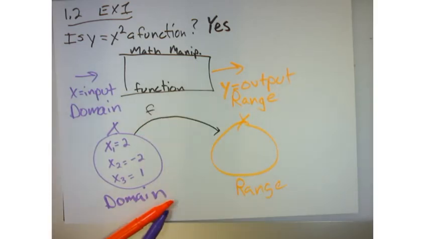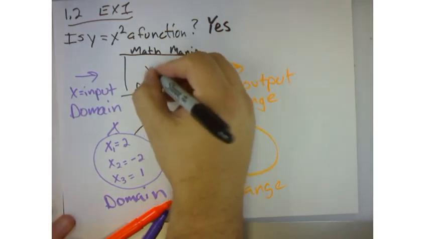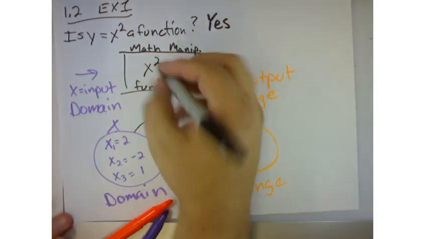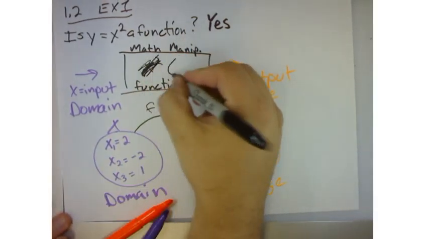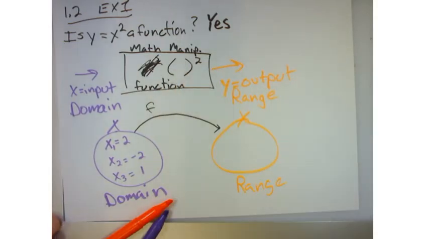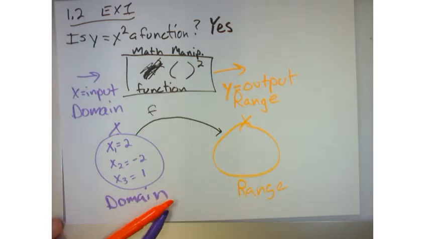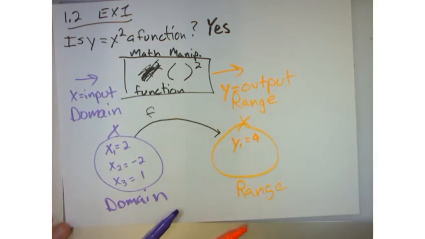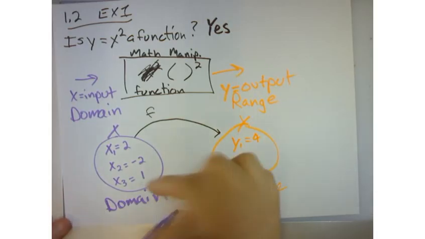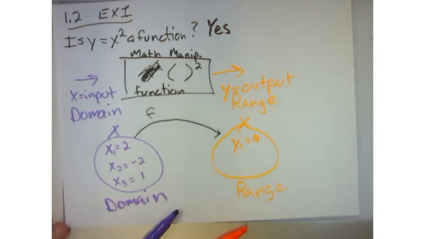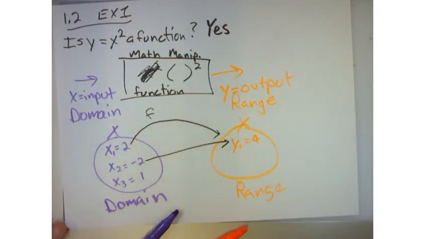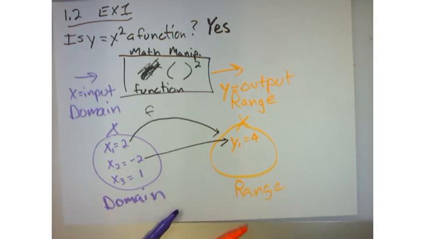I get corresponding y values. Well, if I plug in 2 for x squared, in other words, instead of thinking of this as x squared, think of it as something that I plug in, squared. So if I take this 2 and put it up here, what will I get? 4. Now if I take this negative 2 and plug it in there, what will I get? 4. So this one goes to 4. This one also goes to 4. And if I plug in this one, what will I get? 1.